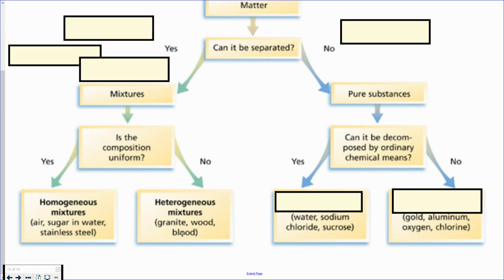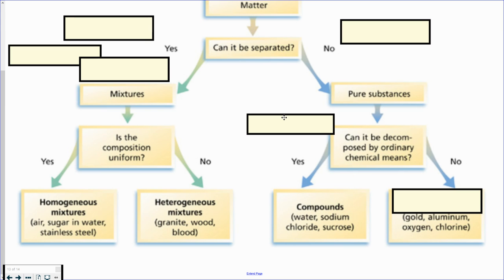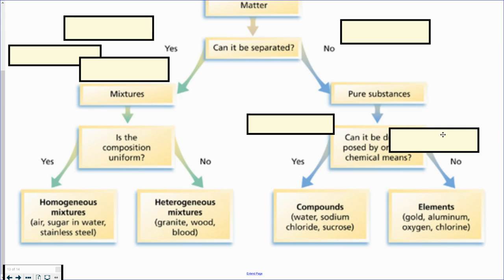And we have some examples. Granite, wood, and blood are heterogeneous. Homogeneous would be air, sugar and water, and stainless steel. The other question you might ask for a pure substance is, can it be decomposed by ordinary chemical means? If it's yes, it's a compound like water, sodium chloride, or sucrose, aka table sugar. If it's not able to be decomposed, it's an element because it's already at its smallest form. So gold, aluminum, oxygen, and chlorine.